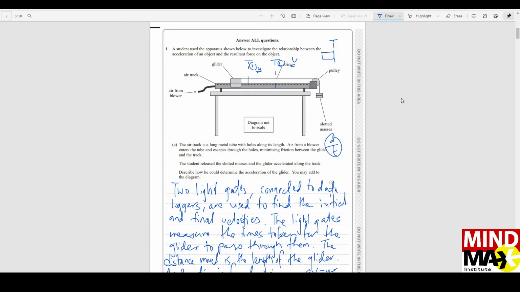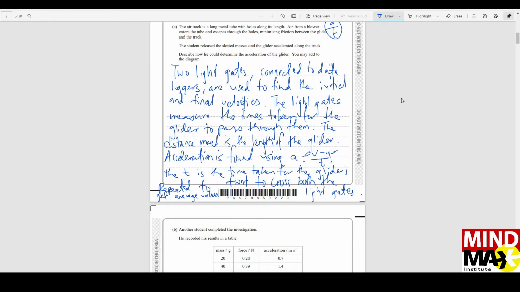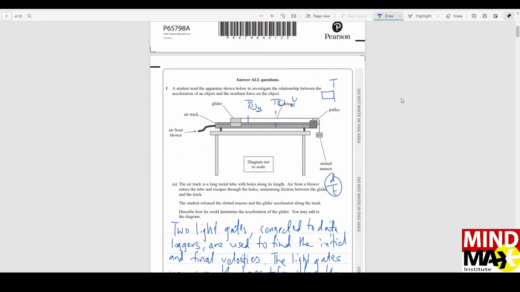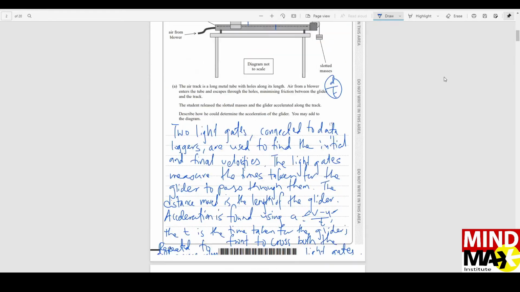We have found v and we have found u, and to find t, it is the time taken for the glider's front to cross both the light gates. If we are considering the first light gate here and the second light gate here, I'm considering the time it takes for the front of the glider to touch the first light gate, and then the front of the glider to touch the second light gate. This time between the two is the time that we are going to use here.